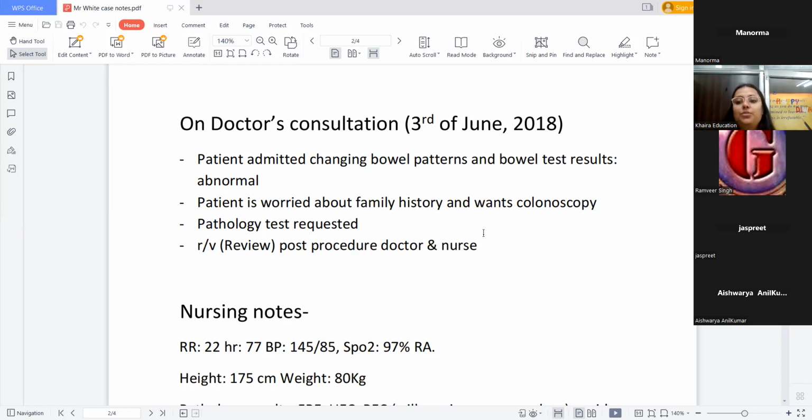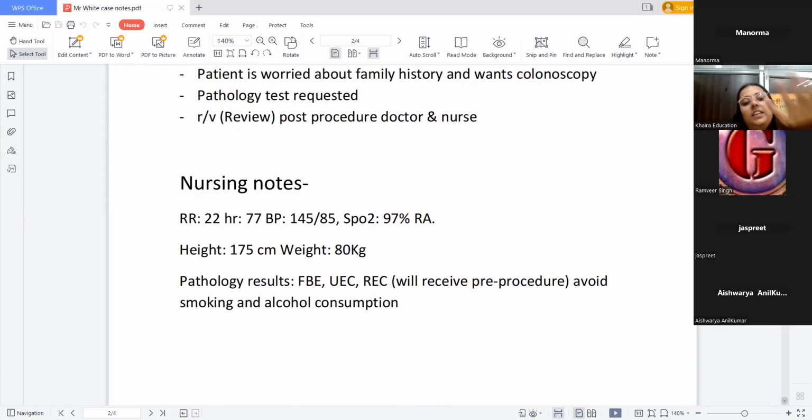So what did the doctor do? The doctor ordered some tests and said that we will review your condition after the procedure, that is the colonoscopy. Nursing notes. So first the patient was consulted by the doctor and then you, the nurse who works for the doctor, talked to the patient and took some information.